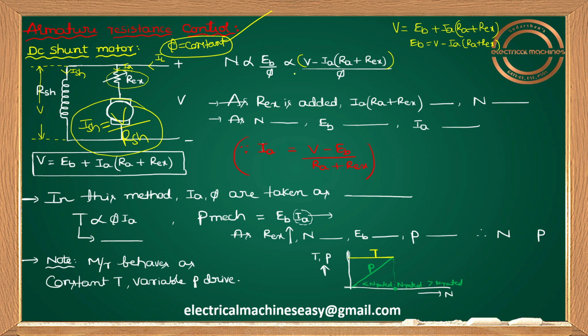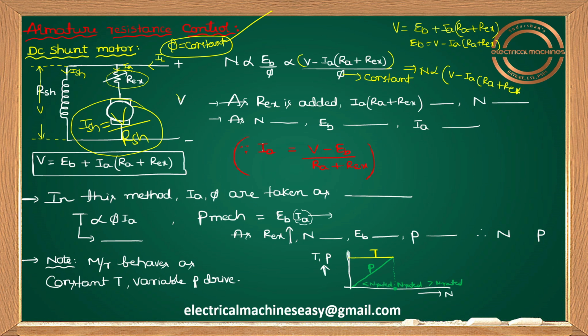So in this method, let me take flux directly as constant. There is no need to consider flux, because I don't have any variable resistance here, and ISH equals V by RSH. As long as supply voltage V is constant, ISH remains constant. So this implies N is proportional to V minus IA into (RA plus REX).